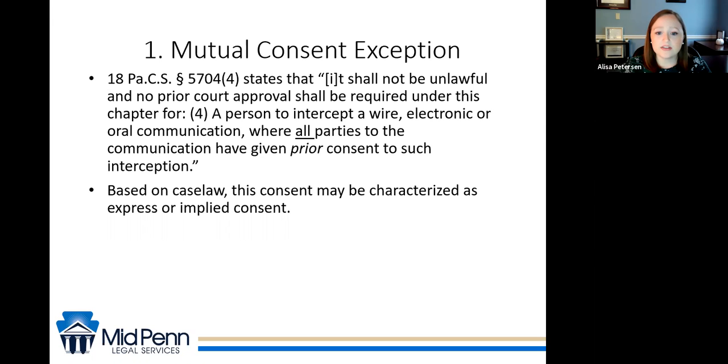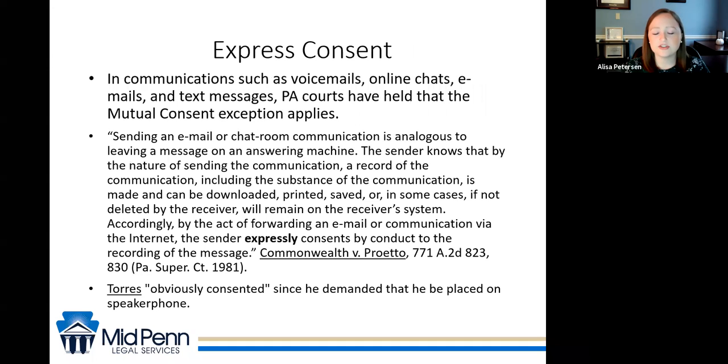Based on case law, this consent may be characterized as express or implied consent. And just a further note on the prior, it will depend on your jurisdiction. It will depend on what the prosecutor views as their interpretation of the Act and what the judge views as their interpretation of the Act and what prior means. However, the Superior Court has made it clear in their decisions that prior very likely means prior.